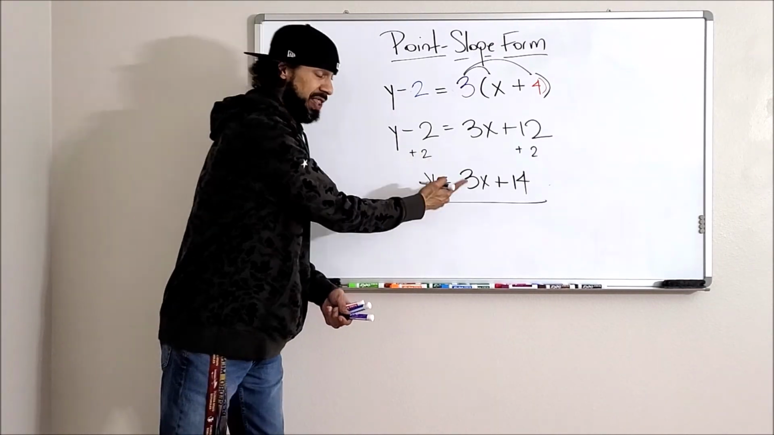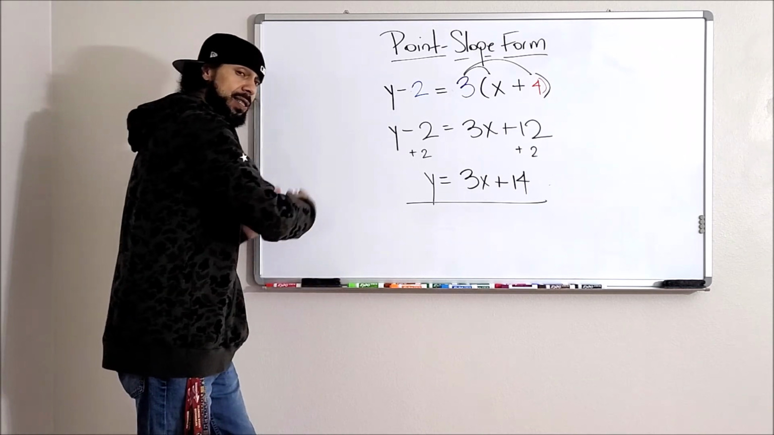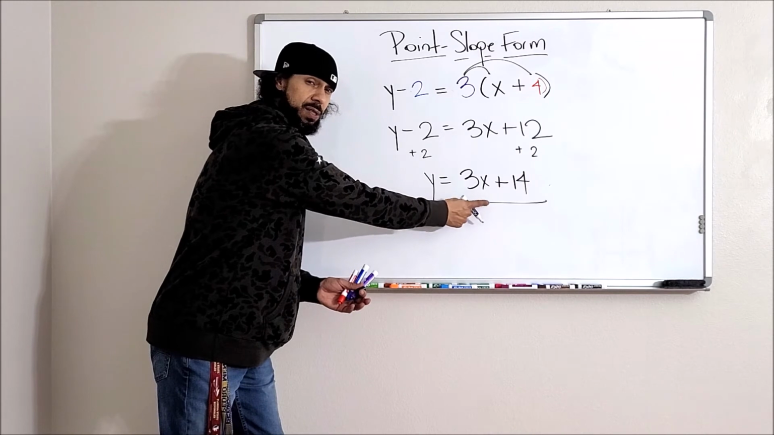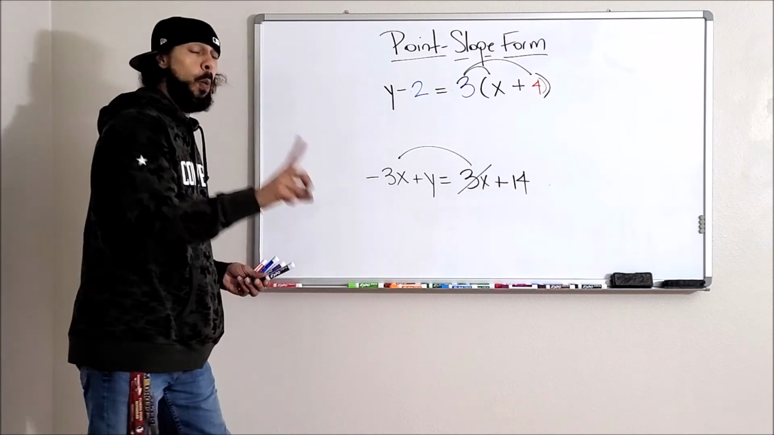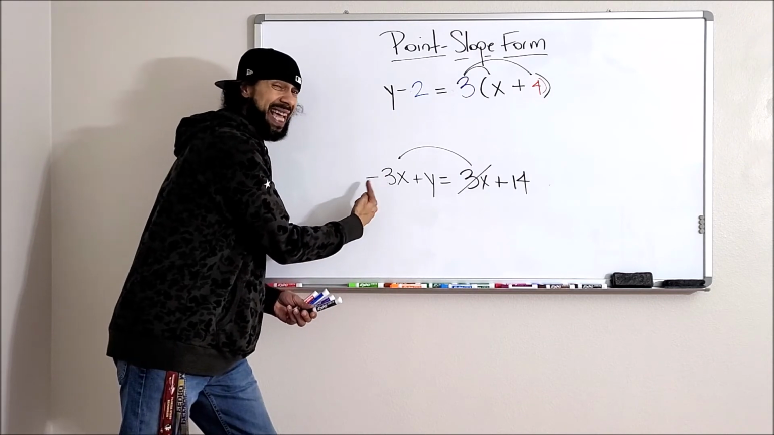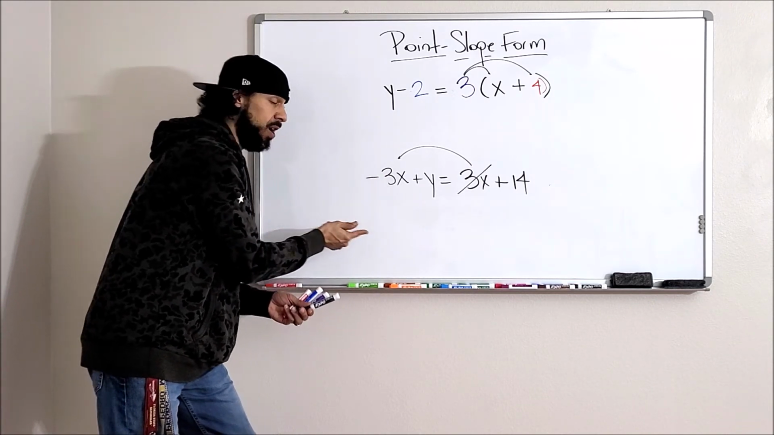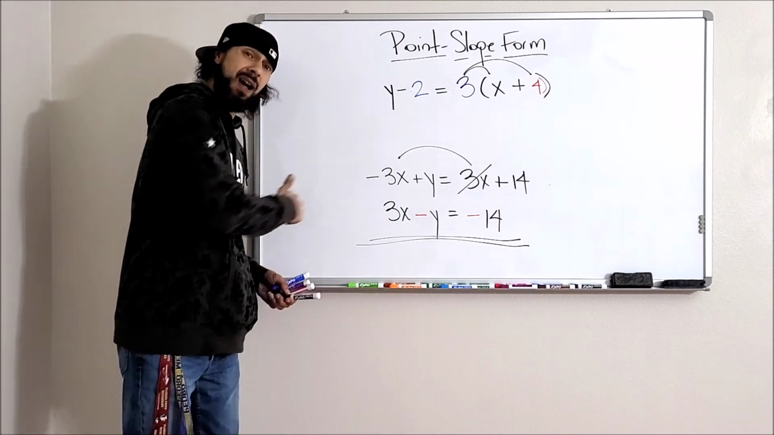Now, if I wanted to change this to standard form, you know what standard form looks like? x, then y equals a number. All I have to do is move this over. Just like that. One thing though, this first term can't be negative, so I have to change all the signs. Like that. That's the standard form equation of that same line.